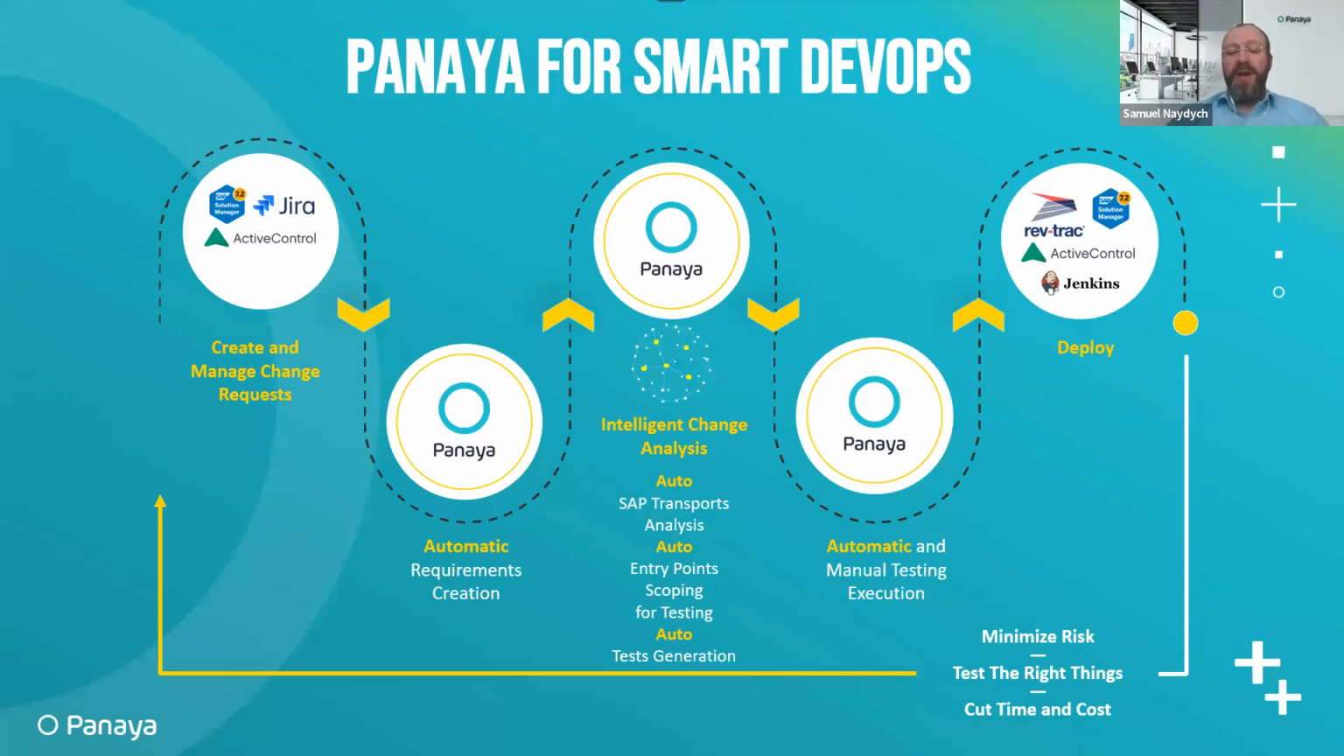Once everything is ready, once this intelligence part and testing is finished and we have a green light, then of course Panaya integrates with other tools which are responsible for the deployment. As you can see, the list can be even longer. So all of this DevOps in Panaya supports the minimization of risk, at the same time cutting time and cost without compromising one for the other. And you make sure that the quality is delivered into the system in the fastest time possible.